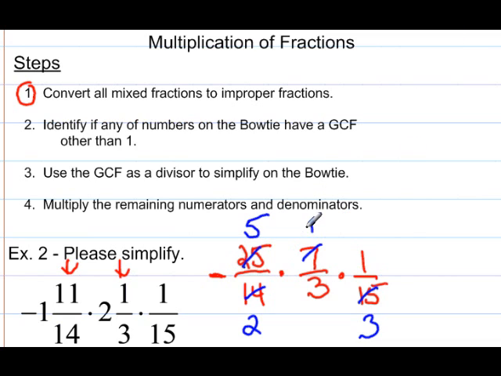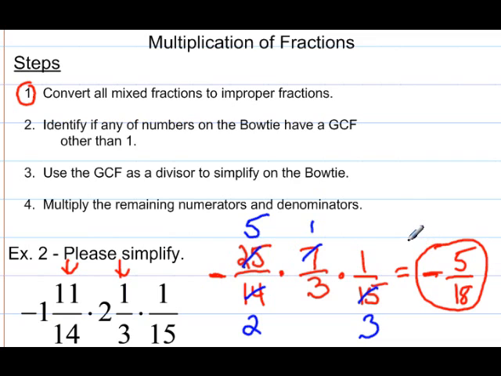So at this point now, we're ready to synthesize the answer because there are no more GCFs along the bow tie. Well, I know my answer is going to be negative because it's negative times positive, right? Now I'm going to do 5 times 1 is 5 over 2 times 3 is 6 times 3 is 18, making the final answer negative 5/18.